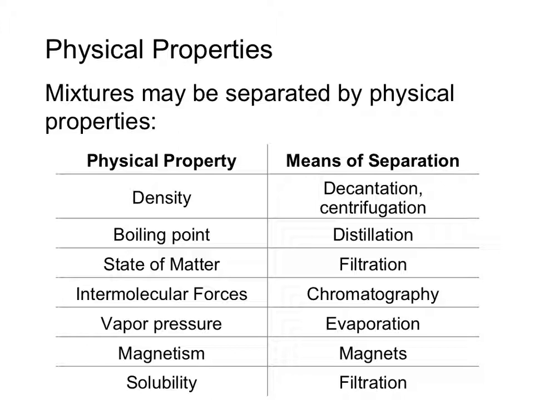If we have a mixture of sugar and iron filings, those iron filings are going to be magnetic, and so we will be able to separate them by using a magnet. Boiling point is another physical property we can use in order to separate things by a process called distillation. If you have a sample of salt water and boil it, as long as you are able to collect the water off in a different location, you will separate the water from the salt because they have very different boiling points.